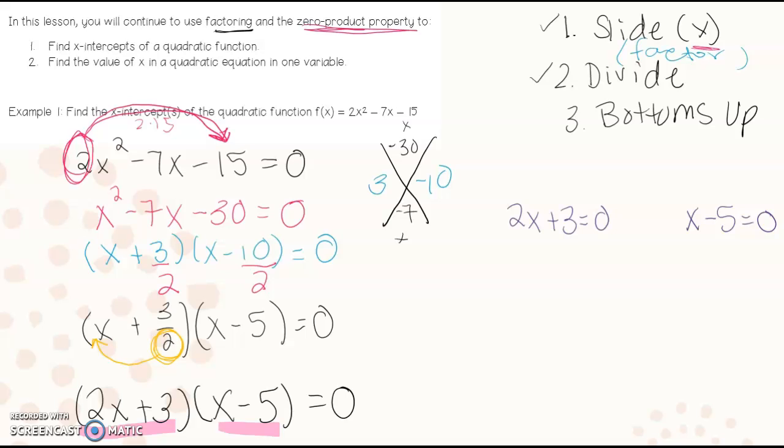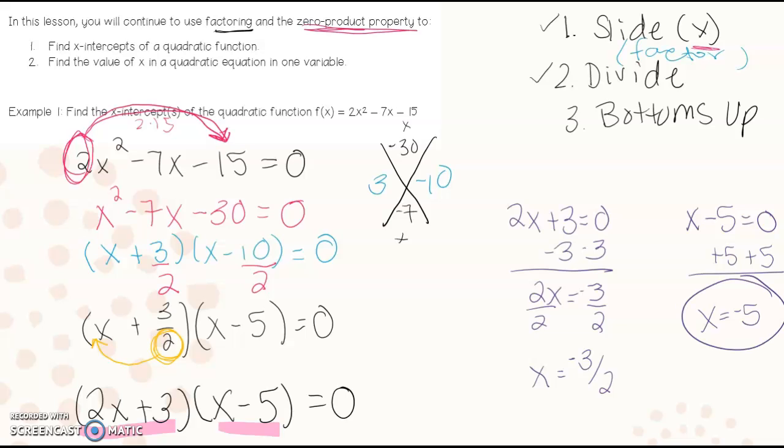So if I were solving this first equation, 2x plus 3 equals 0, the first thing you would do is subtract the 3. So 2x equals negative 3, and divide by 2. I get negative 3 halves. In the second equation, in order to solve for x, all I need to do is add 5. And I get x equals 5. Those would be the two solutions to this quadratic equation. X equals negative 3 halves and x equals 5 are my two x-intercepts.